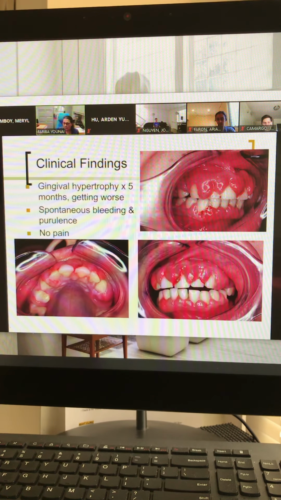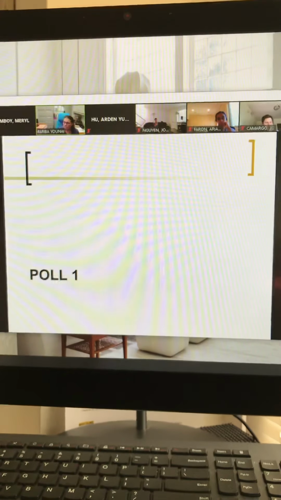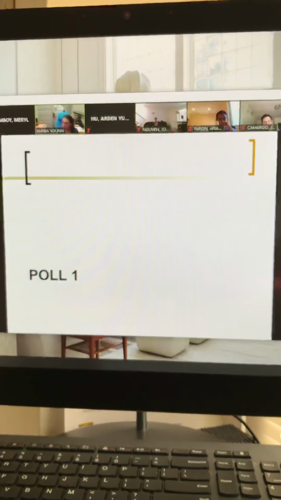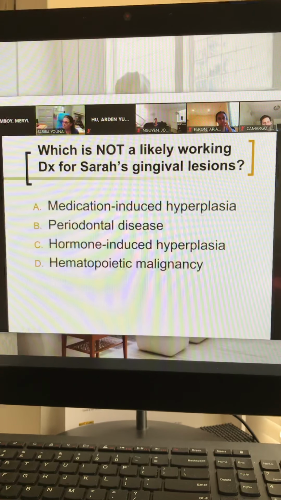You can see most of the swelling is on the buccal, but you also have some degree of involvement on the lingual, especially this bulbous tissue here, the tissue between the premolar and the molar, to a point where most of the teeth are almost buried inside the hypertrophied gingival tissue. Okay, so without any interruption, let's just do our first poll.